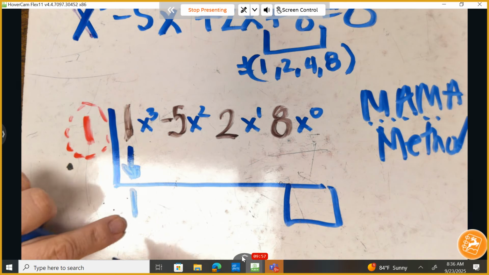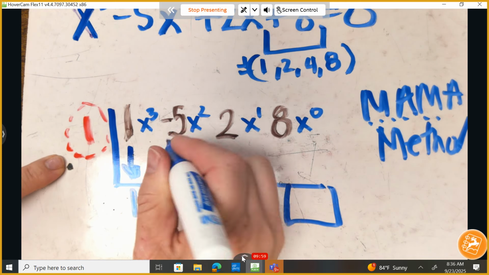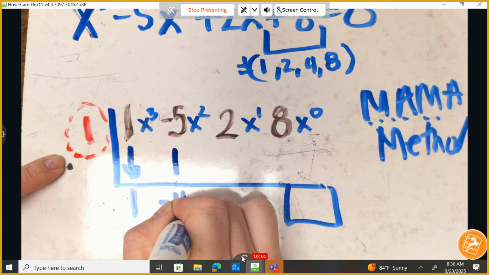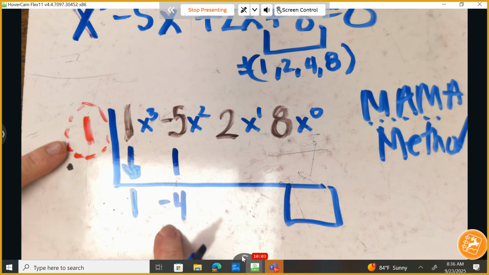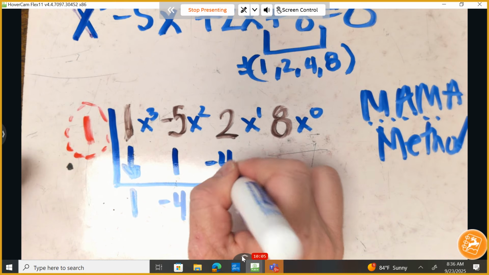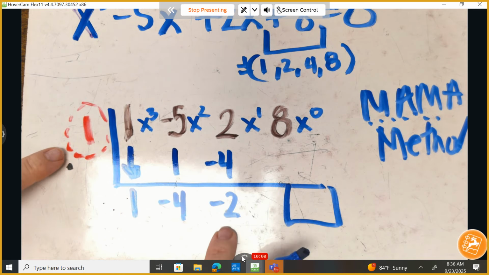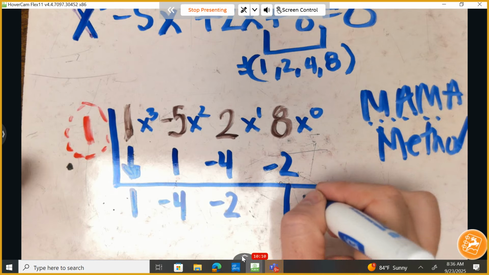Here we go. We've dropped down. We're going to start with multiplying. 1 times 1 is 1. I'm going to add straight down to get -4. Then I'm going to multiply always back to this magical number, and then I'm going to add straight down to get a -2. I'm going to multiply to get -2, and this gives me 6.